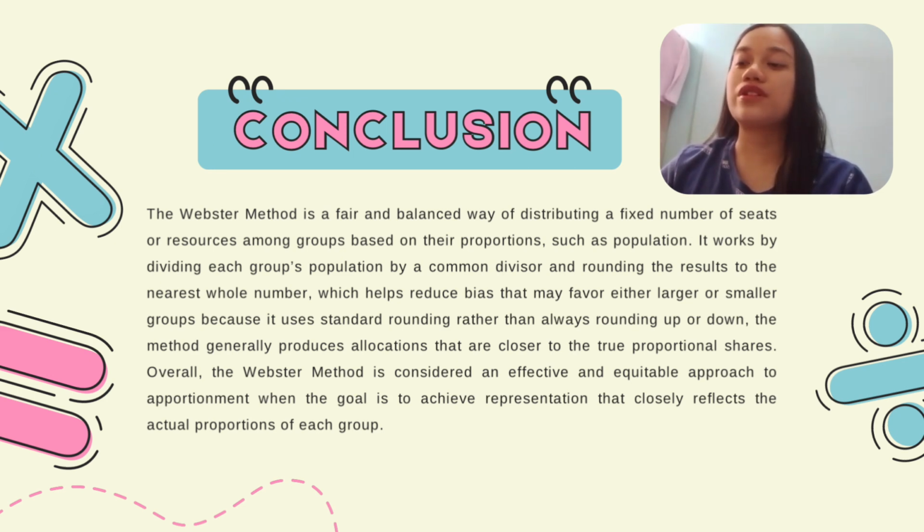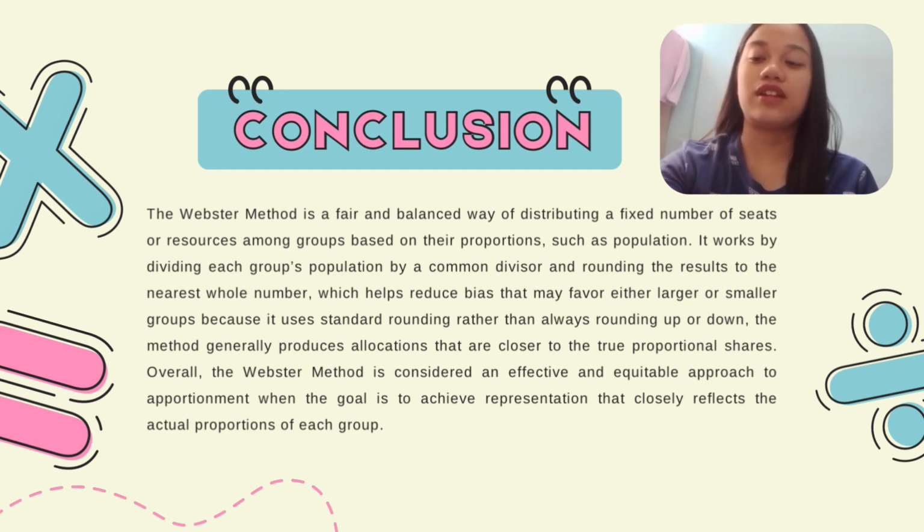Overall, the Webster method is considered an effective and equitable approach to apportionment when the goal is to achieve representation that closely reflects the actual proportions of each group. So to better understand everything, it can be read in the introduction, description, definition, sample problems, and the steps and procedures.